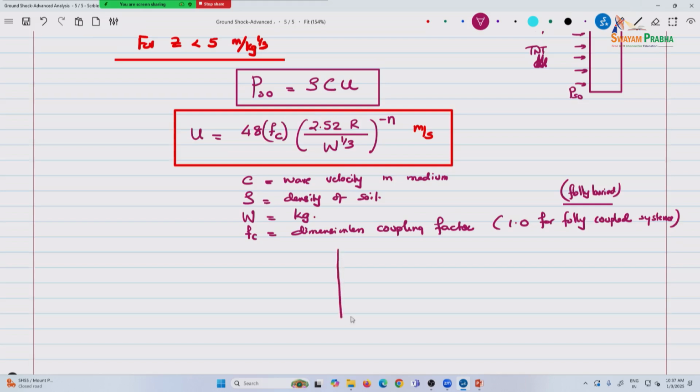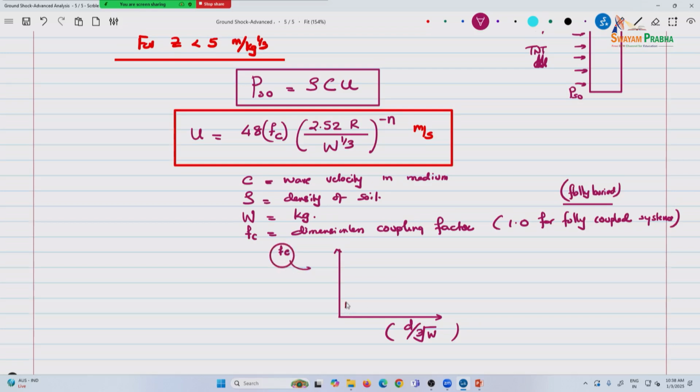The coupling factors look something like this. This is F sub C. It is a function of the distance from the system, the scaled distance D by W to the power 1/3, that is, D divided by the cube root of W, and this is F sub C.